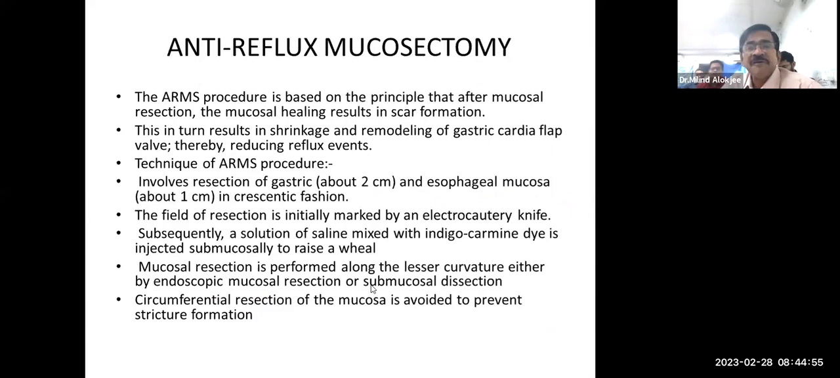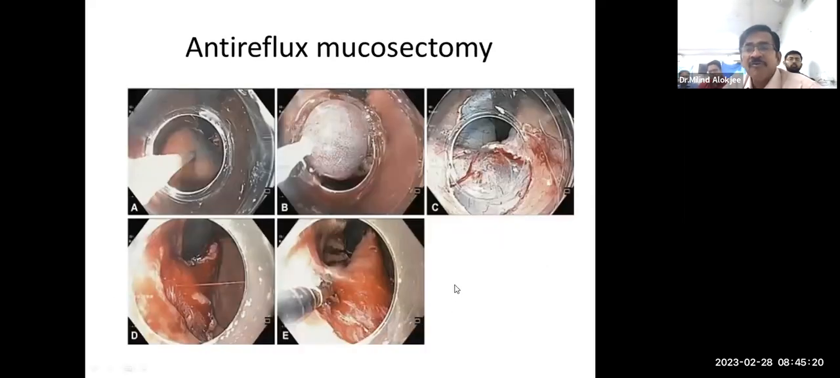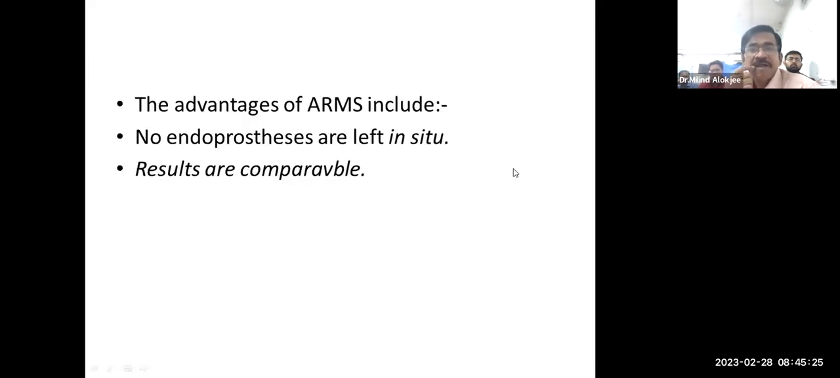Another important innovation for endoscopic management of reflux is the anti-reflux mucosectomy, where you introduce the endoscope inside the esophageal junction and do a circumferential mucosectomy. This mucosectomy allows fibrosis in this area and causes reduction of reflux symptoms. This is the endoscope where you do a circumferential mucosectomy around the esophageal junction. In this, there is no endoprosthesis left in situ, and it is claimed that results are comparable with other procedures.